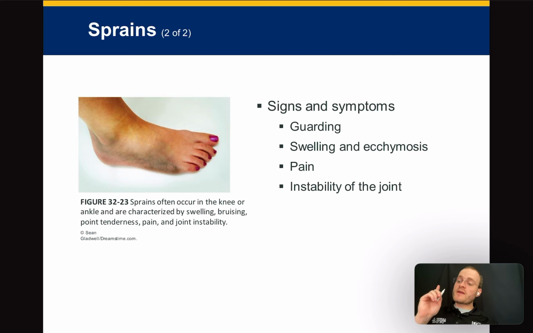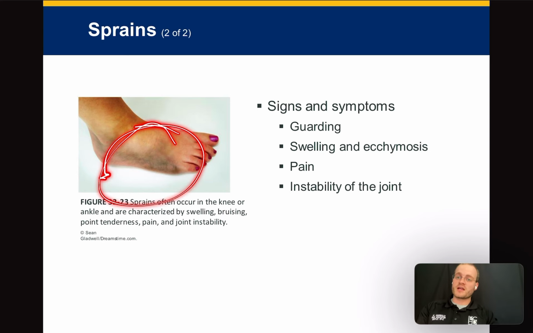Now, with the sprain, what it will be is it will hurt. Okay, and the reason for this is you have temporarily stretched things further than they were supposed to go. You've hurt it, and so you'll have guarding, which means they're not going to want to let you touch it. Okay, swelling and ecchymosis. What's ecchymosis for the thousandth time, right? That's the color of a bruise. So this has ecchymosis. We'd say there's ecchymosis to the lateral portion of the right foot. Okay, that's the patient's right foot. Okay, the lateral portion. And then pain and instability of the joint.